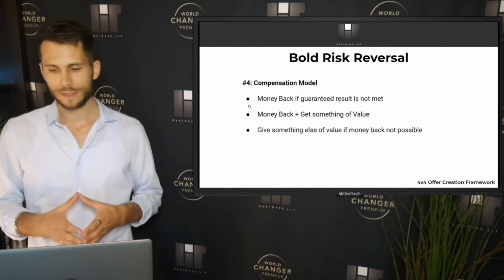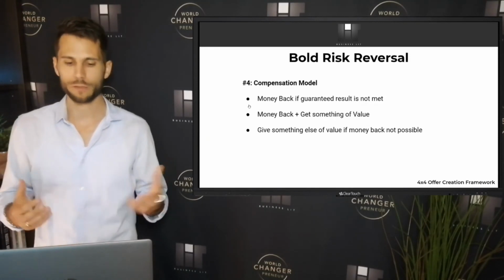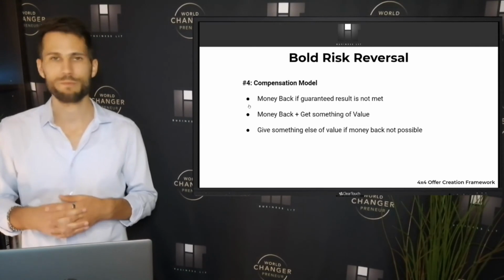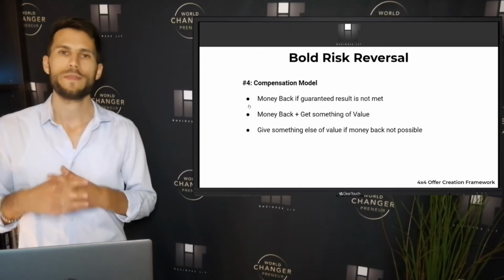Number 3, we can give something else if money is not possible. Before we were talking about real estate, that's a common example. You are usually, as an agent, not able to buy back. But what you can do is say, hey, if you're not happy with your real estate, then I will do the following.